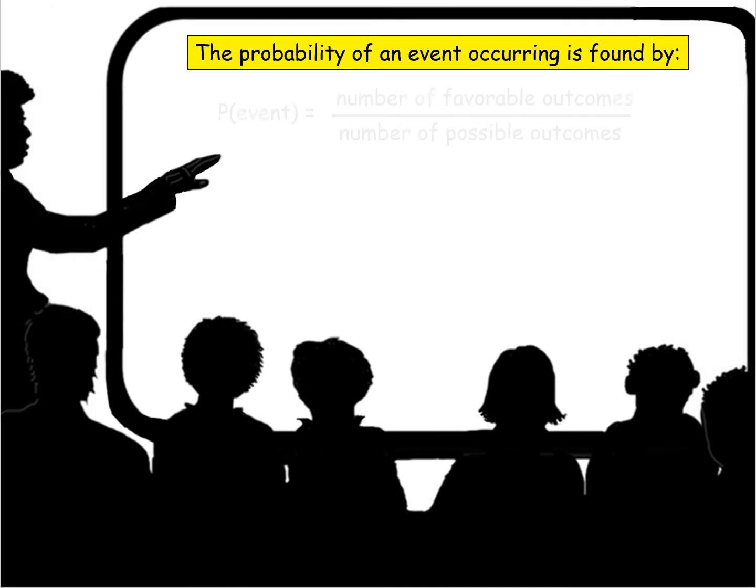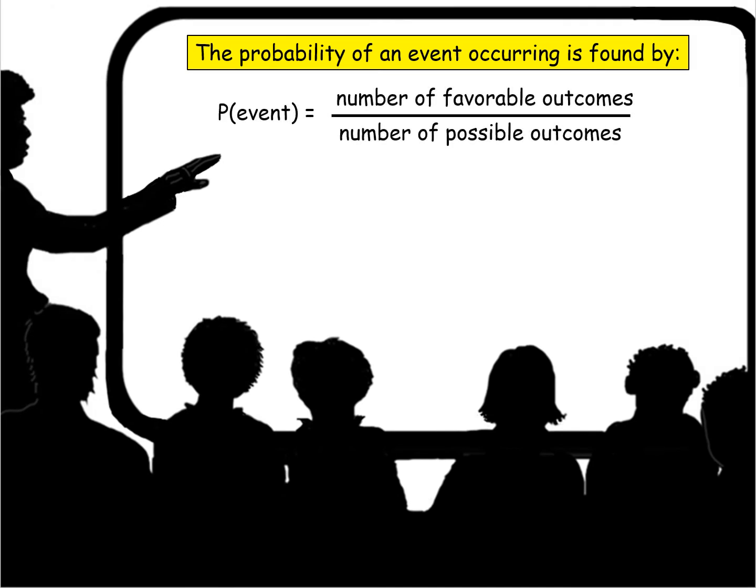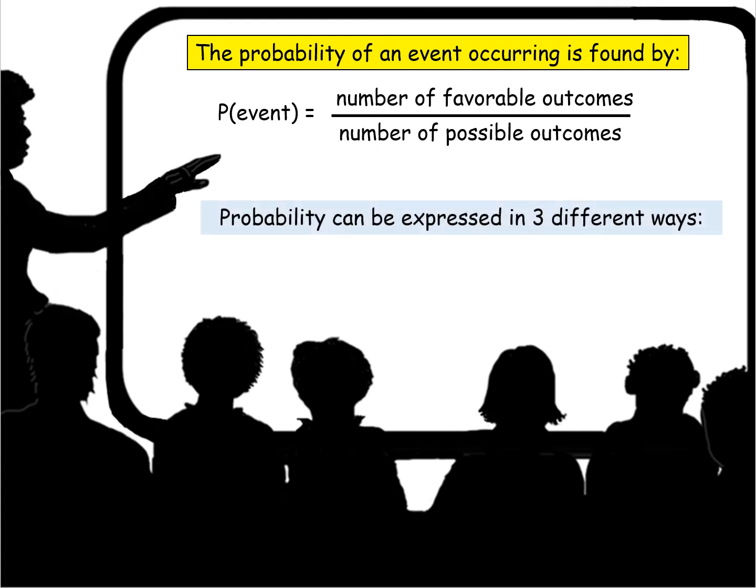The probability of an event occurring is found by the number of favorable outcomes over the number of possible outcomes. You will see probability expressed in 3 different ways: as a fraction, which is also a ratio, so you might see it as 1/2 or 1:2, as a decimal, or as a percent.